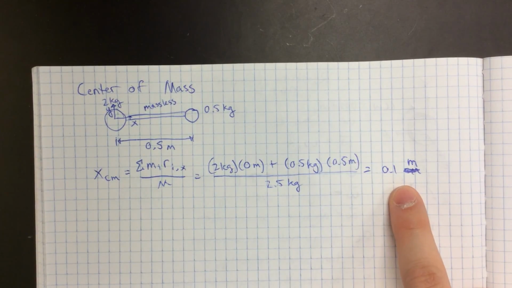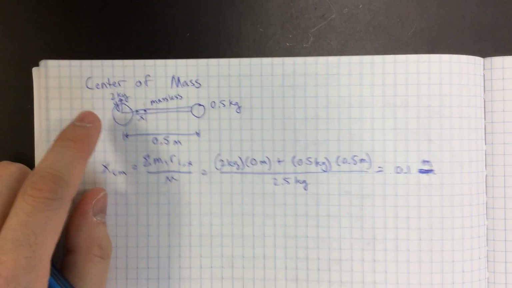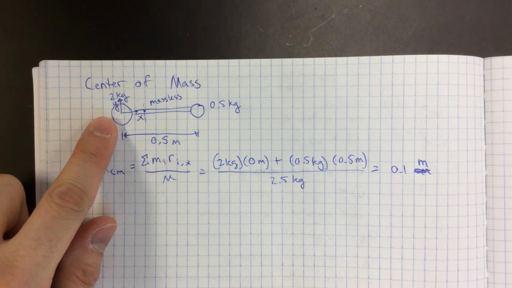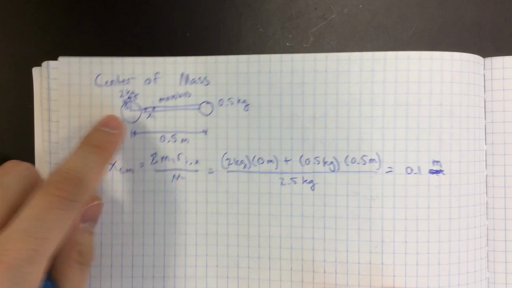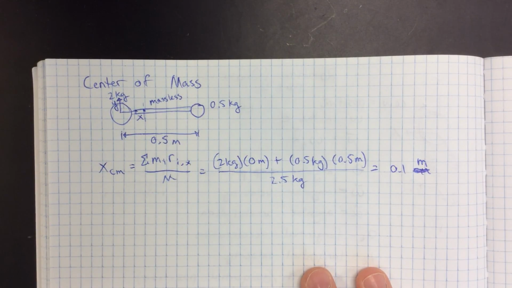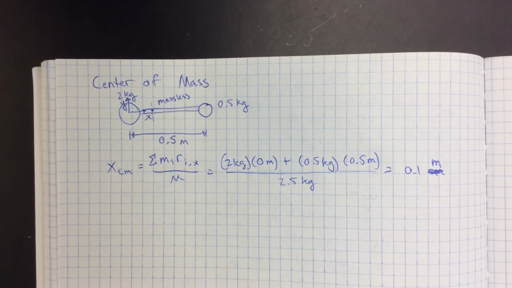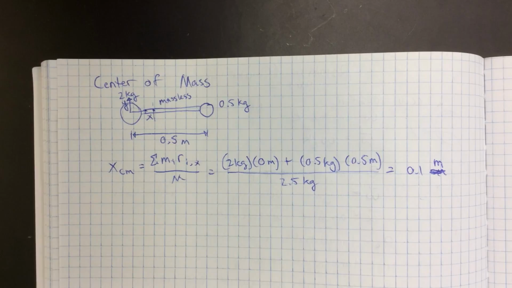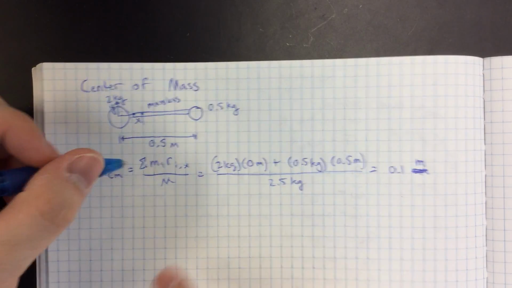Okay, so 0.1 meters from our origin, which is like right here. Which should kind of make sense because 2 kilograms is 4/5 of the total mass. 0.5 kilograms is 1/5 of the total mass. So you can kind of see that the center of mass is 4/5 over to the left. If that kind of makes sense, how it's kind of weighting that positioning. Okay. How's that? So that kind of makes sense how I'm using the calculations. We can try another one too.